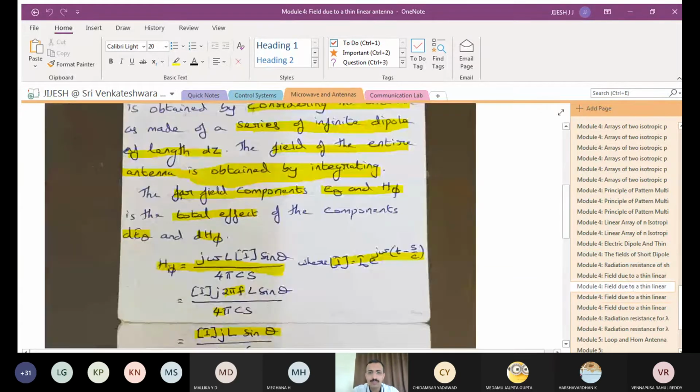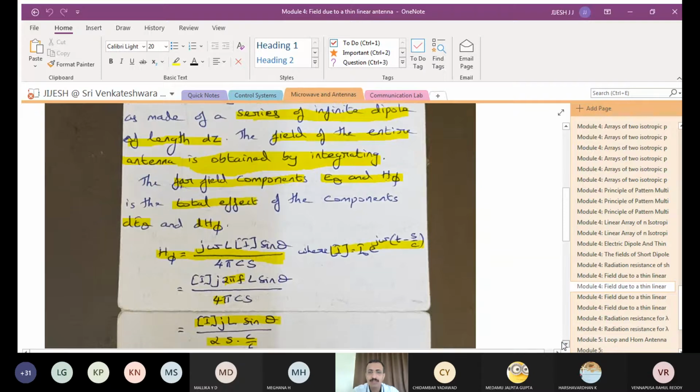So I am just using the same equation. You can use the equation for H phi for the far field, that is j omega L I sin theta by 4 pi C s, and I is equal to I naught e to the power of j omega (t minus s by c). These are all equations we have already discussed.